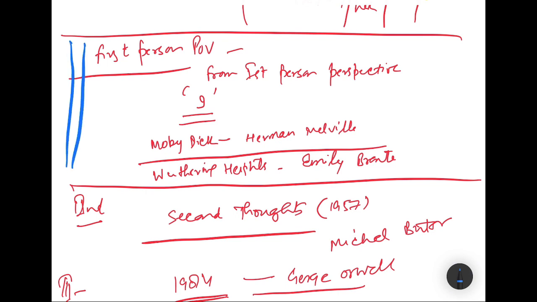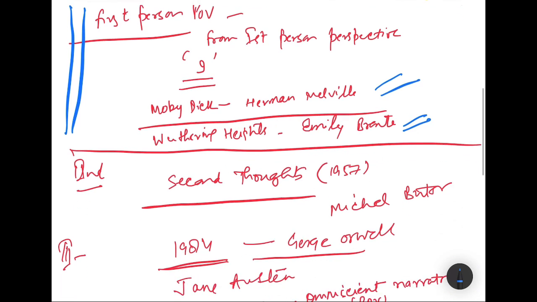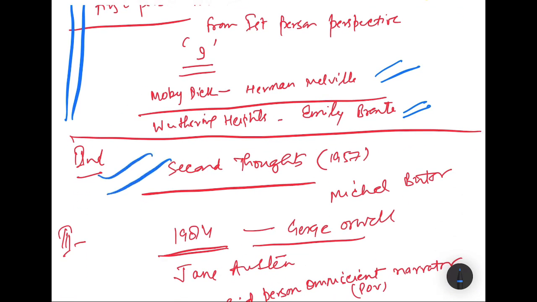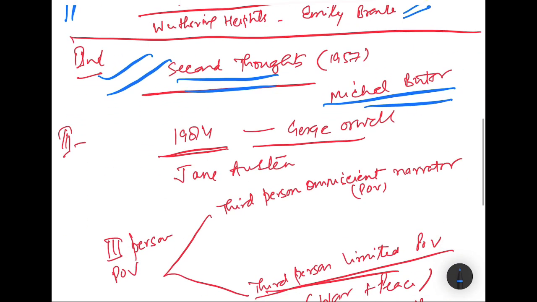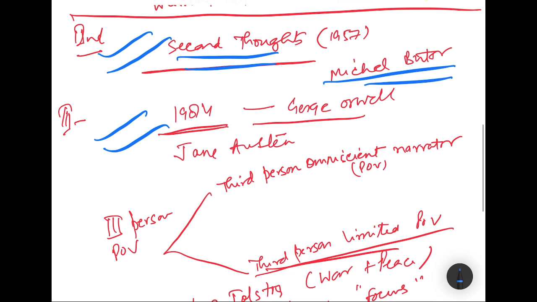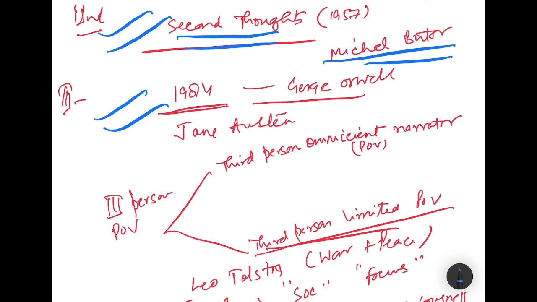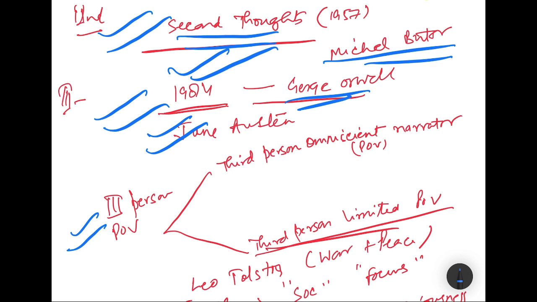I explained the first person narrative where I gave the example of Moby Dick and also Emily Bronte's Wuthering Heights. About second person point of view, I gave you the example of Second Thoughts, a French novel by Michael Booter, though this second person point of view is very rarely found. Third person point of view, which is very common, I gave the example of George Orwell's novel 1984 and also the novels of Jane Austen. Then I explained the third person point of view has two parts, is of two kinds. One is third person omniscient narrator and the other is third person limited point of view.